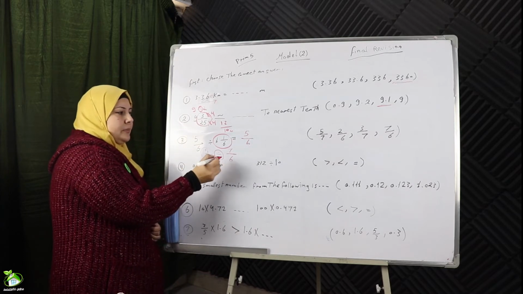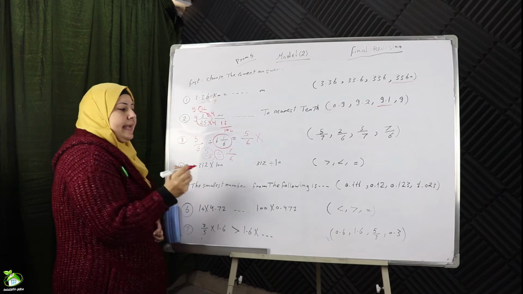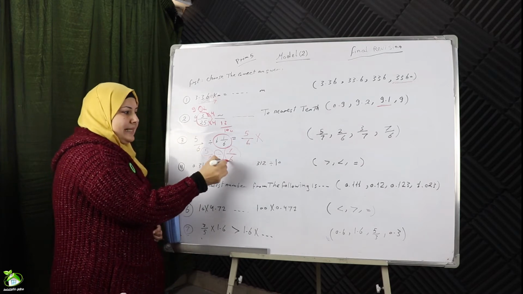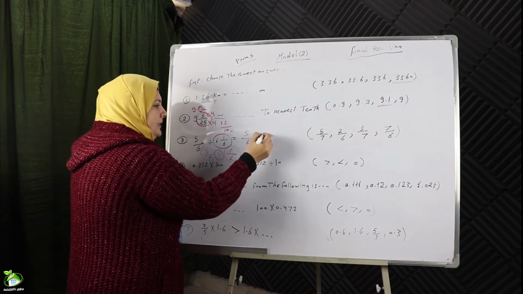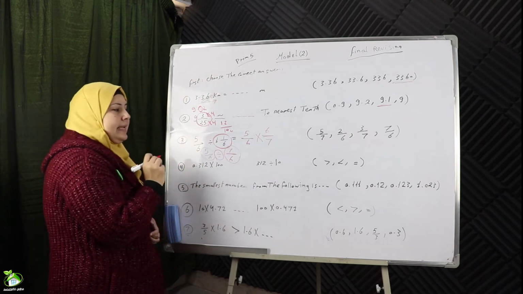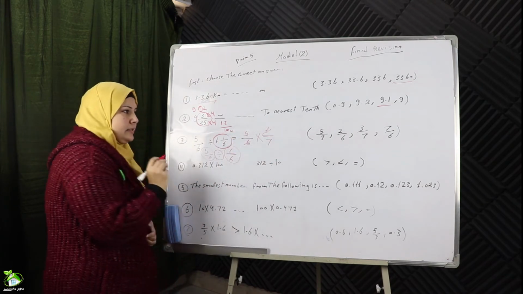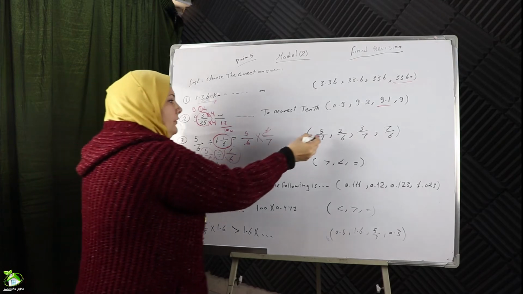Exchange divided by times, and write the reciprocal of the second fraction, 6 over 7. Cancel 6 with 6. The result will be 5 over 7.